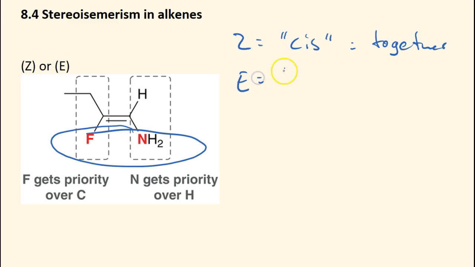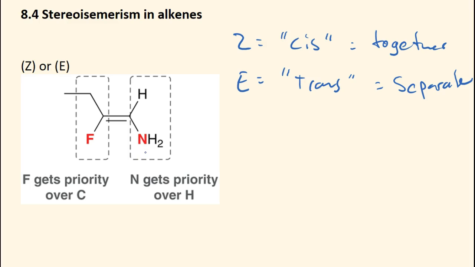E is more like trans, which means separate. So if the amine group was switched positions with the H group here, that would be E instead of Z. Okay. Right now, what's pictured here is a Z configuration.